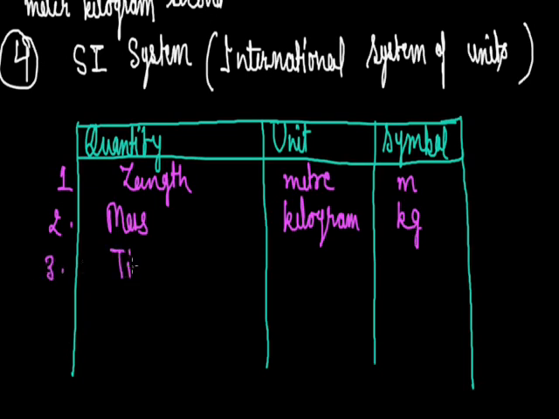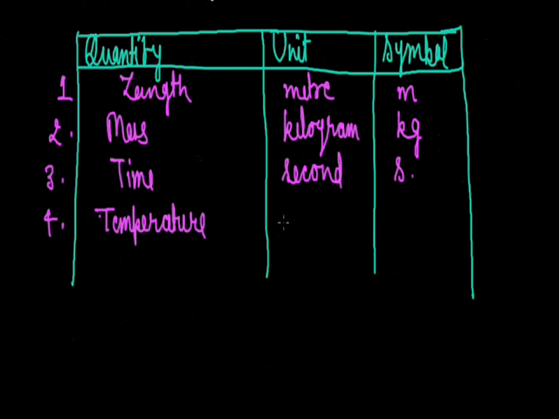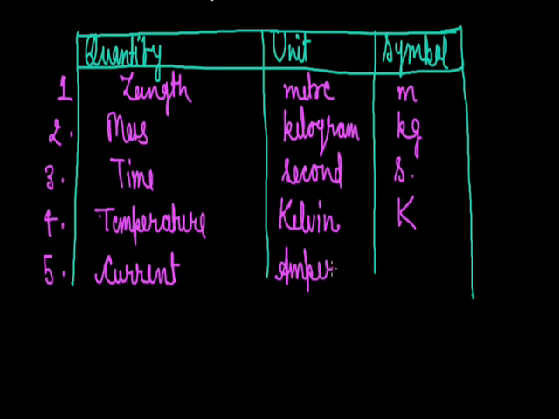Third is time. It is measured in second and the symbol is small s. Fourth is temperature. It is measured in the SI system in Kelvin and the symbol is capital K. Fifth is electric current. The SI unit of electric current is ampere and the symbol is capital A.